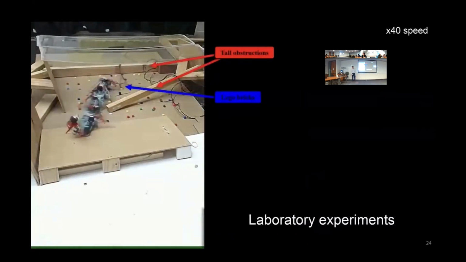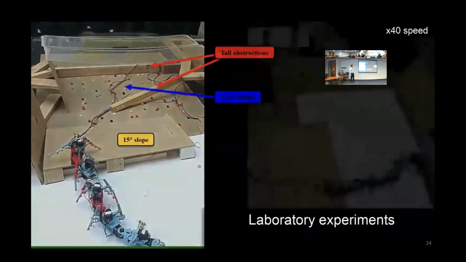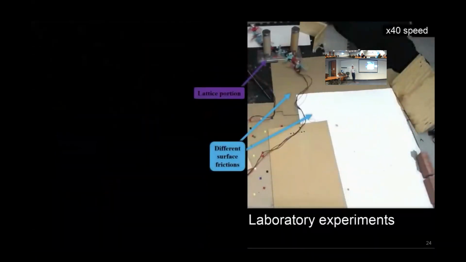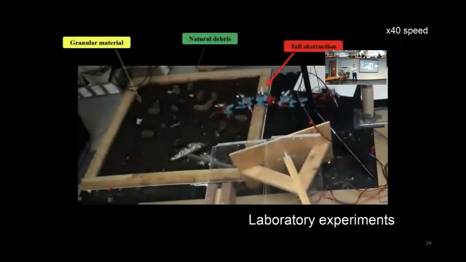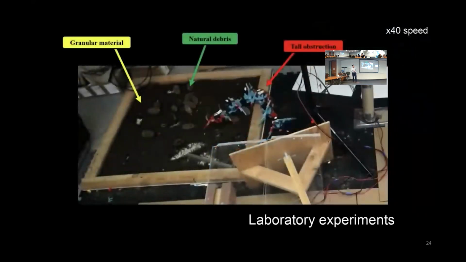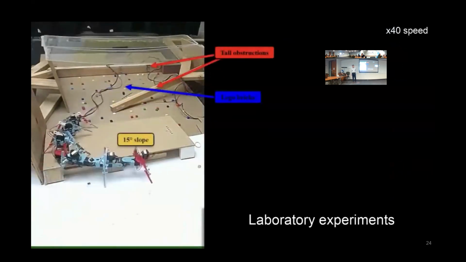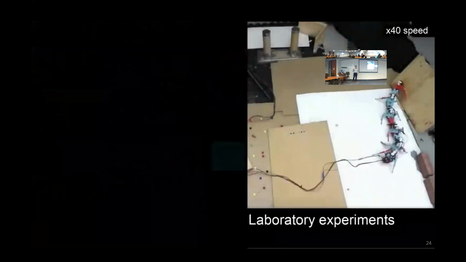We then take the robot inside and test it over different indoor terrains. We have the levels, the slopes, different surface frictions, and the lattices, and finally going through the top obstructions. So everything in this video is operated in an open loop manner. In other words, we observe an emergent advantage of having more legs.